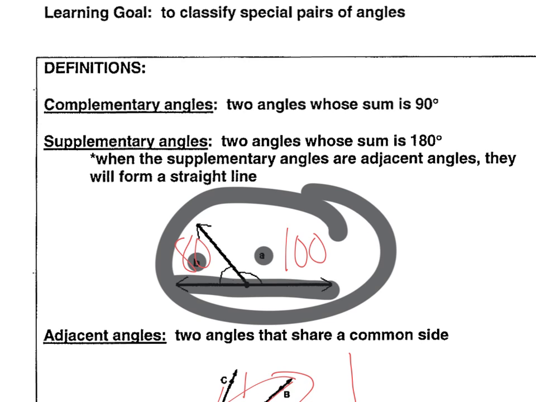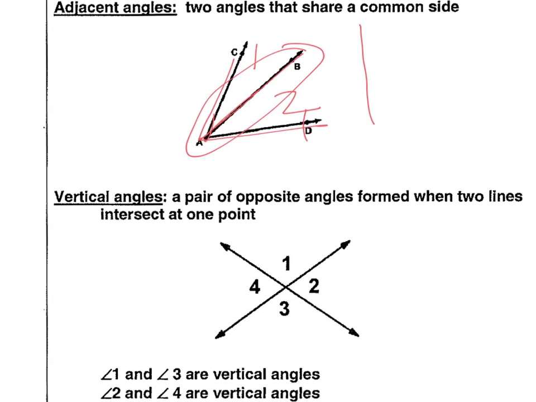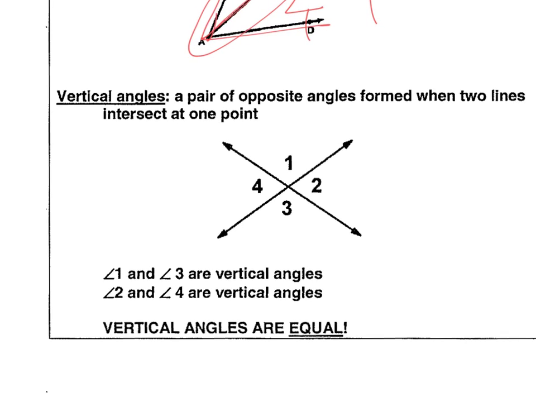One more definition that I want to look at is vertical angles. And vertical angles are a pair of opposite angles that are formed when two lines intersect at one point. So our intersecting point is right here. Now you have four angles that are made by those two lines, angle 1, 2, 3, and 4. So if you look at angles 1 and 3, they're actually going to be the same measurement.